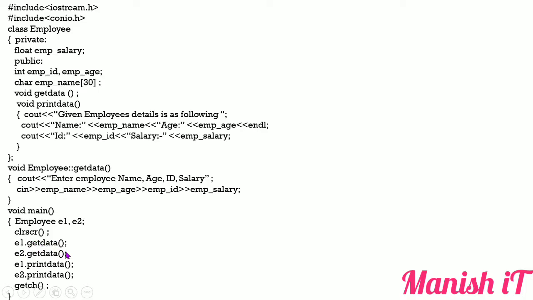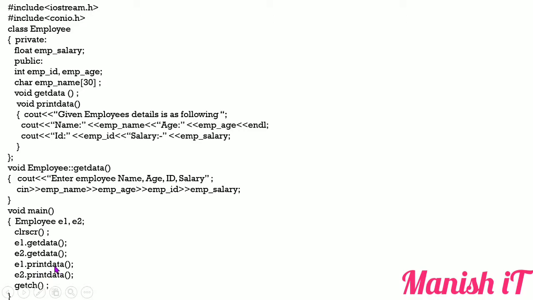So here I want to take details from a user, that's why I have written the get data function. So e1 dot get data, then it comes here and executes all the instructions within this declaration part, and after execution it exits from the get data function. Coming to the next line, e2 get data: once again it comes to the get data function, executes all the lines and exits from it.